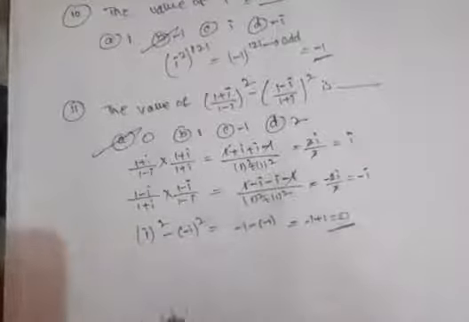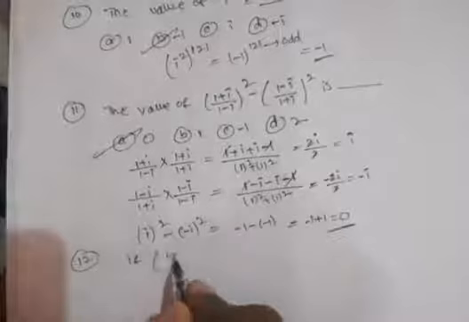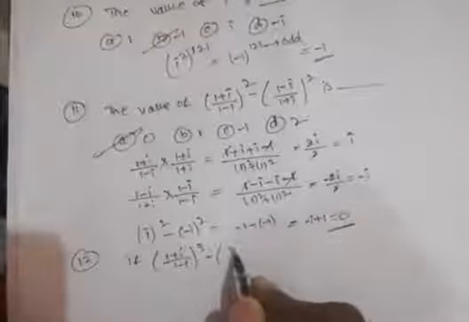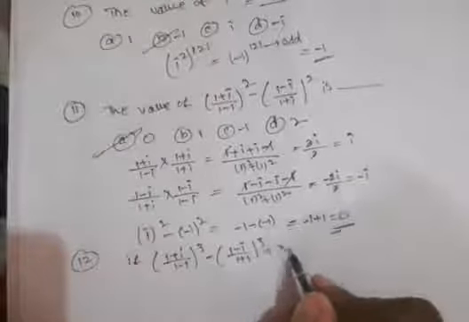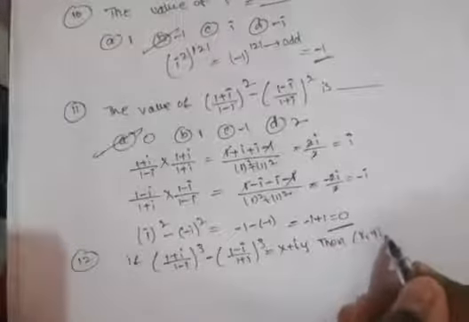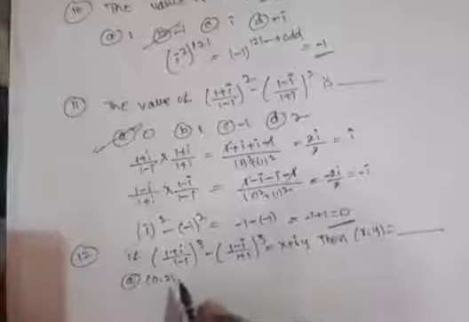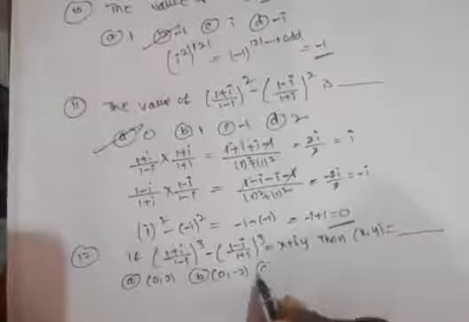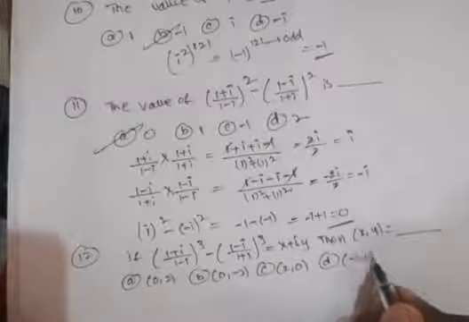Your answer is 0. Similar problem: if (1 plus i by 1 minus i) whole cube minus (1 minus i by 1 plus i) whole cube is equal to x plus iy, then x comma y is dash. Option A 0 comma 2. Option B 0 comma minus 2. Option C 2 comma 0. Option D minus 2 comma 0.